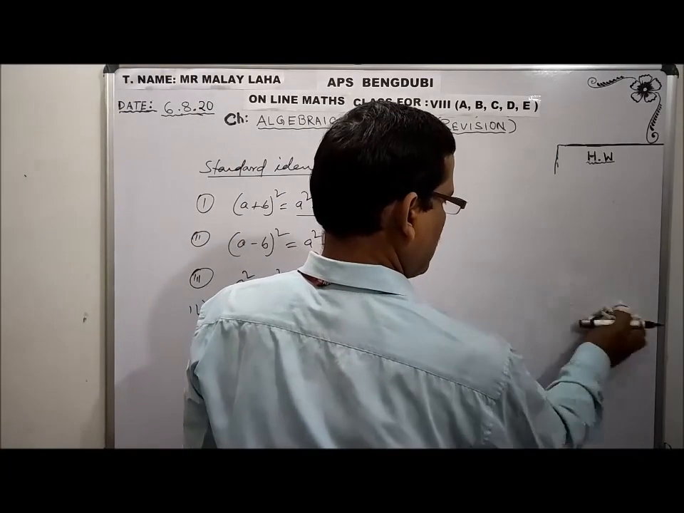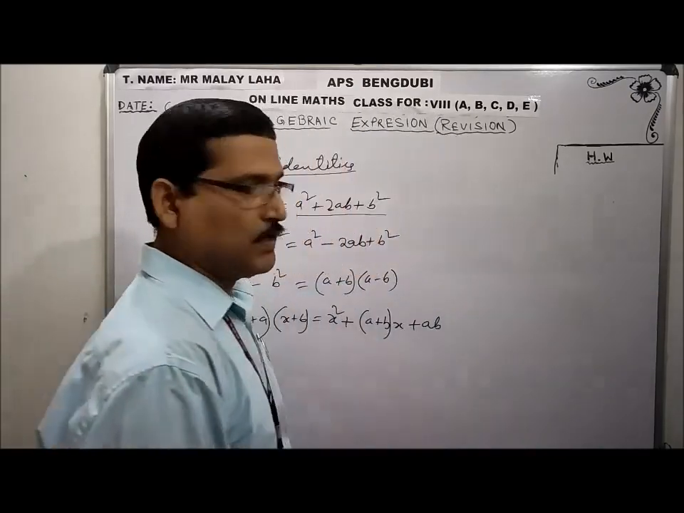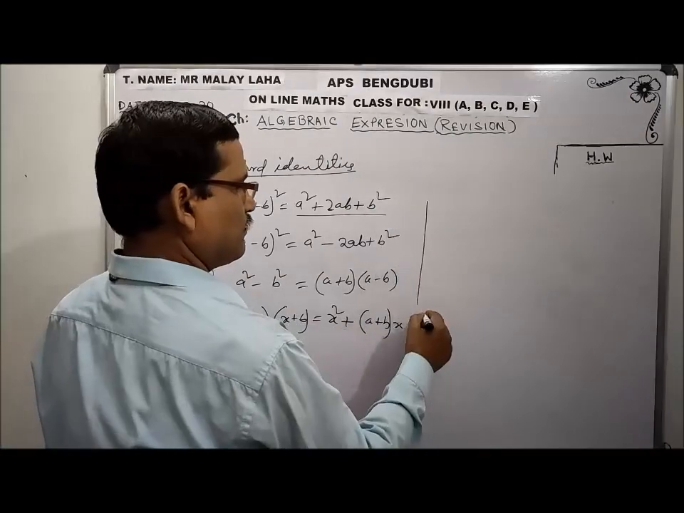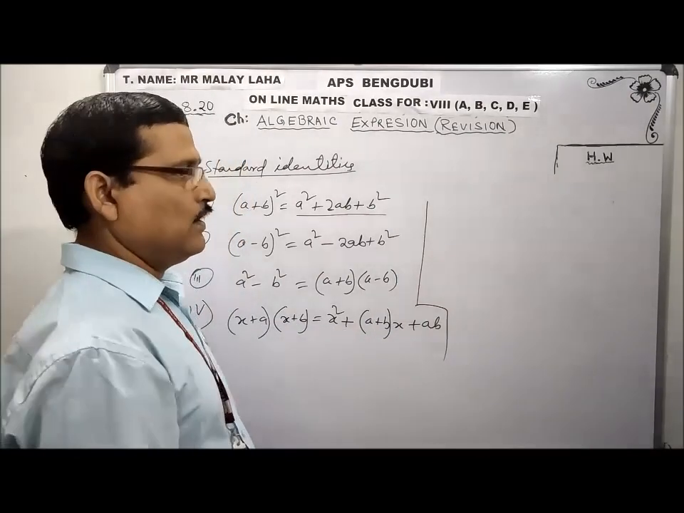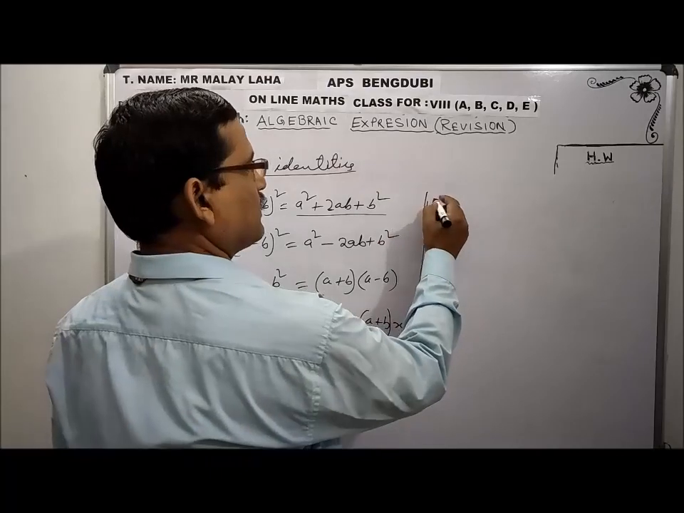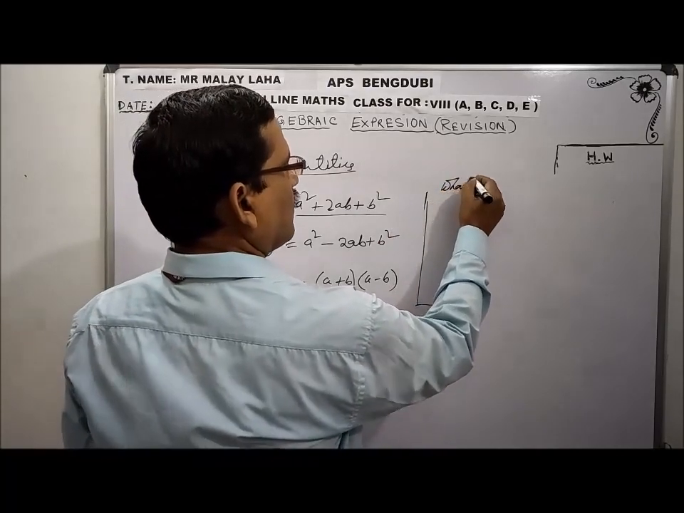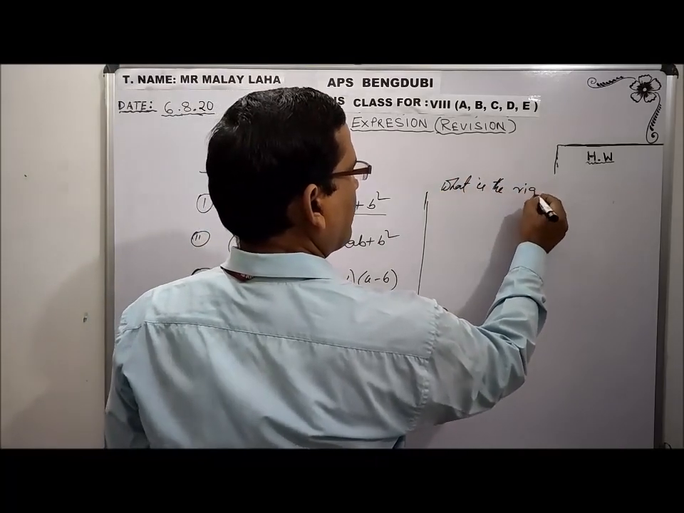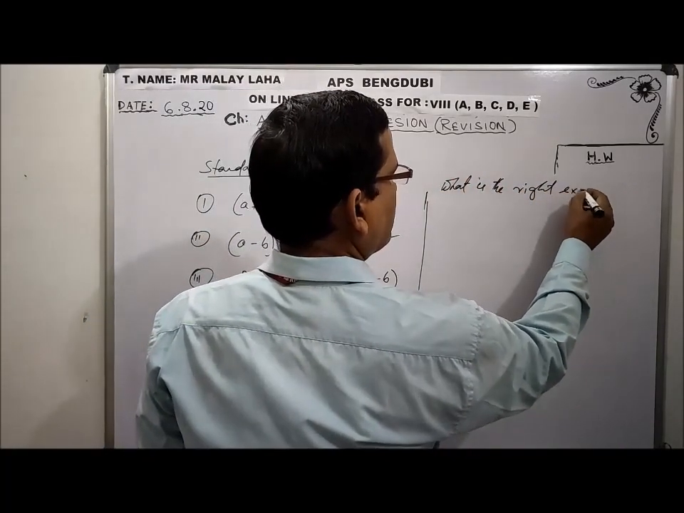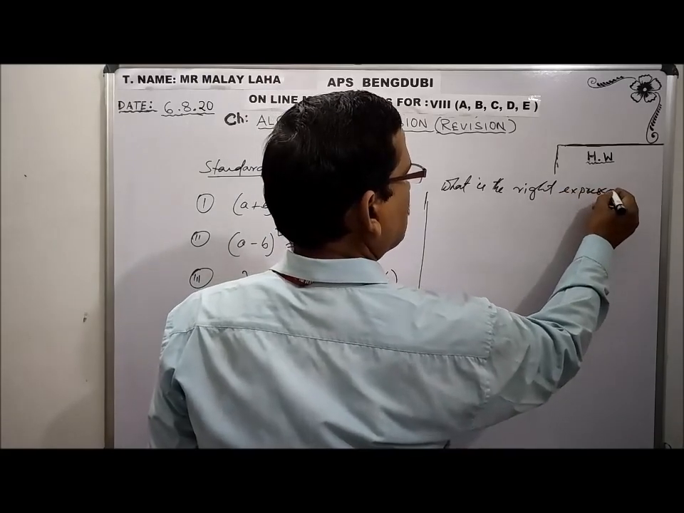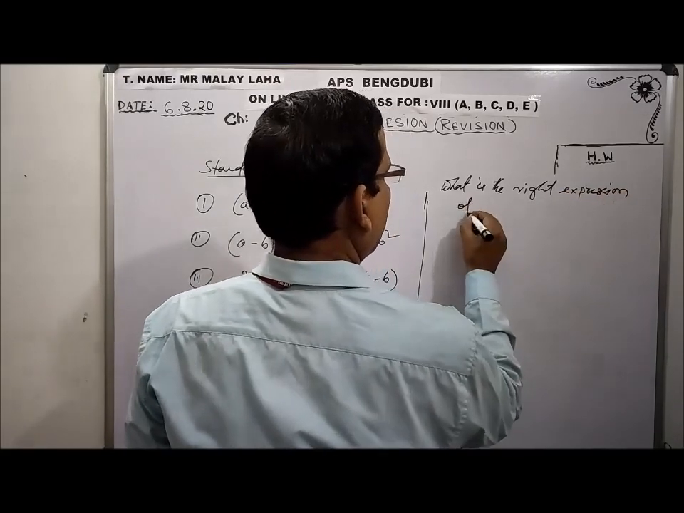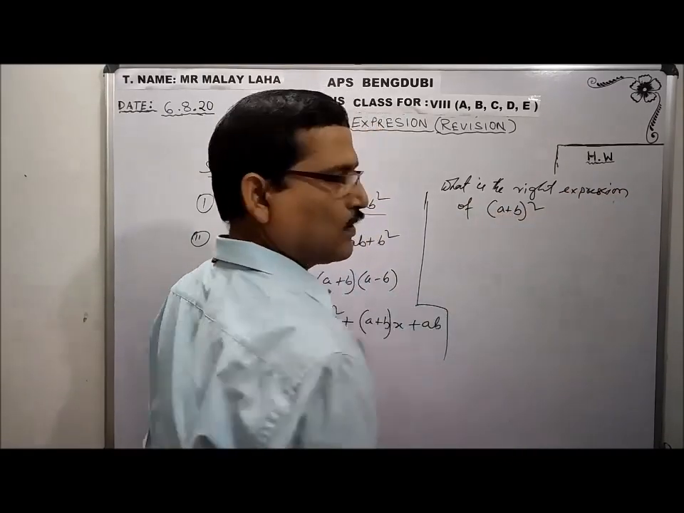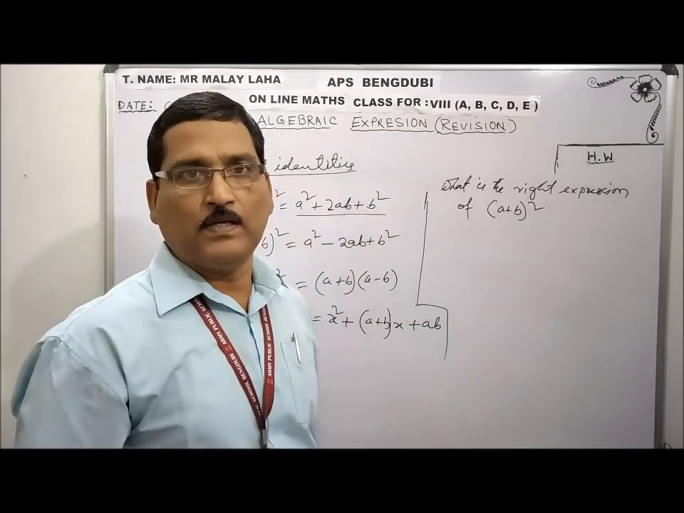But the question is, how do I design the question in your exam? What type of question will come from this identity? Say I am giving you MCQ type. What is the right expression of a plus b whole square? What is the right expression of a plus b whole square?